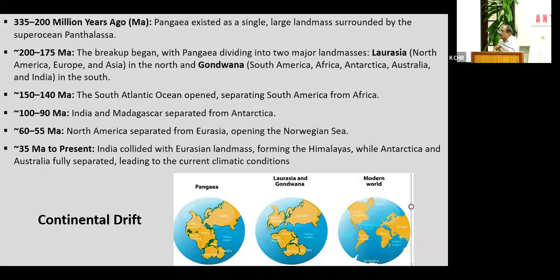Over a period of time, you can see the geological time scale at which this is happening. Over time, this Pangaea is changing into, or dividing into, Laurasia as well as Gondwana, where we are at the Gondwana point. And then the last phase of the continental drift happens around 35 million years ago.